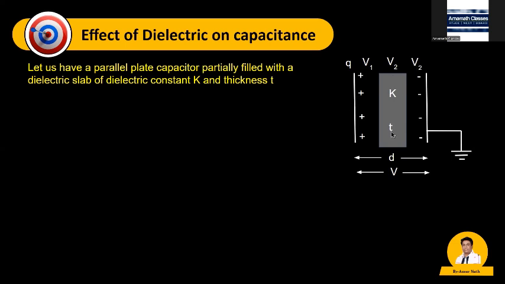Because the total voltage is V, V must be equal to the voltage drop here plus here plus here. So V equals V1 plus V2 plus V3. But remember, V is nothing but field into distance, because the field is uniform here. One more thing: the field in the empty space I'm taking as E naught, and the field in the dielectric I'm taking as E. You know that E is nothing but E naught by K, as we have already discussed in previous classes.